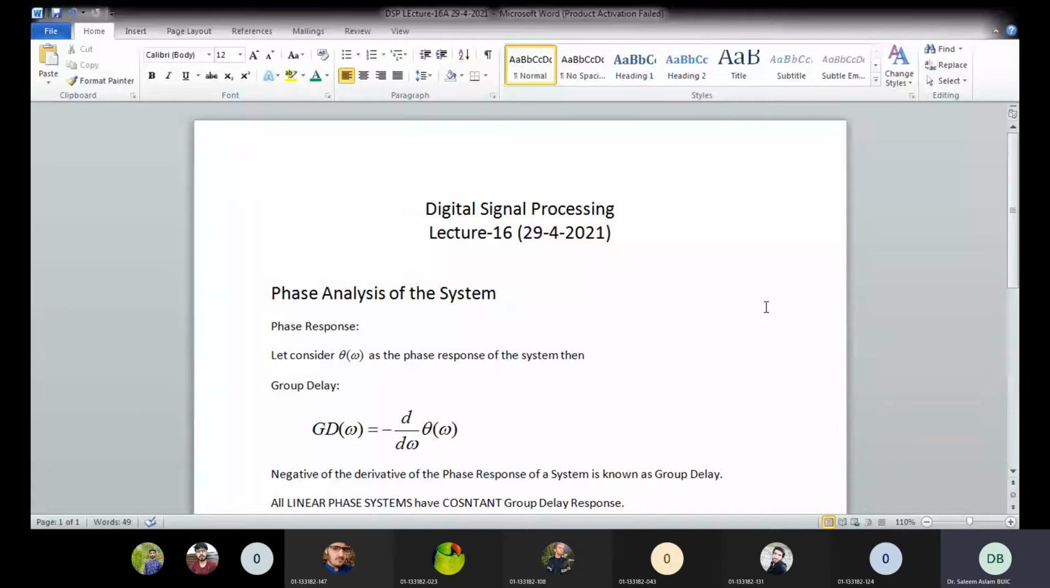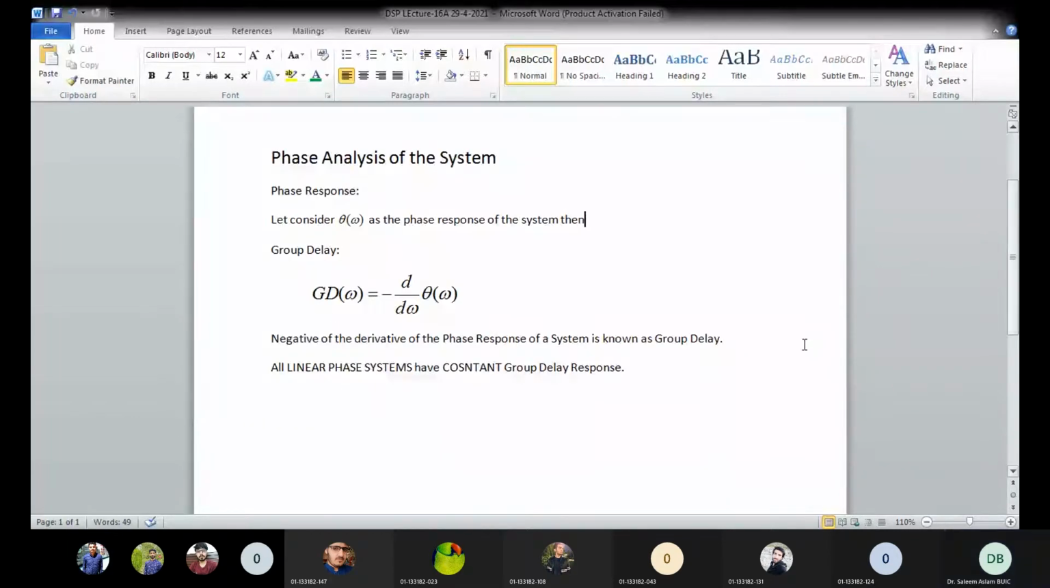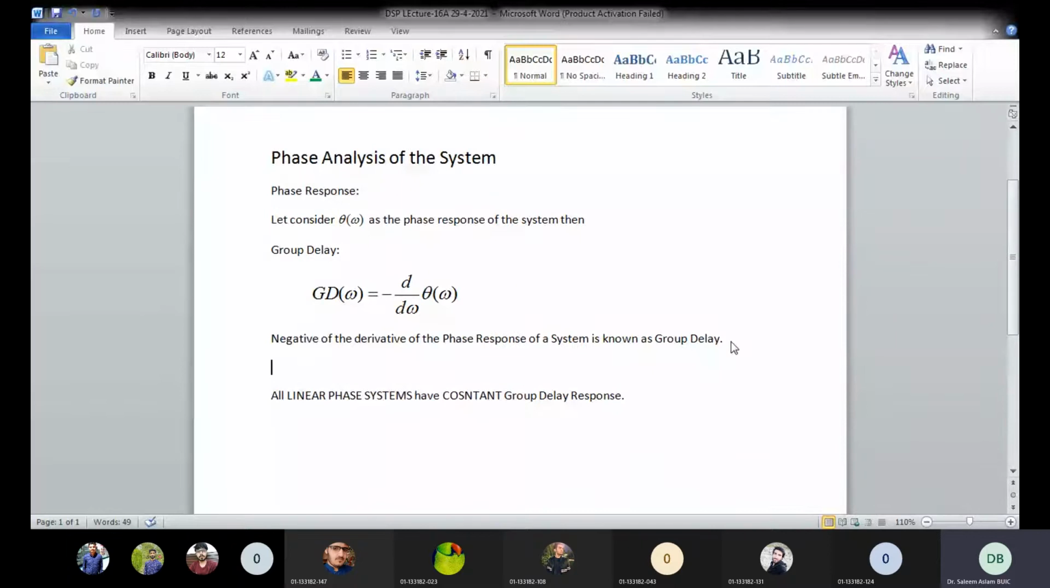So let's consider that theta of omega, theta as a function of omega, is a linear function over the frequency. Then we can define group delay as a function of frequency as well, and it is equal to the negative of the derivative of the phase response of a system, right? So we can also define group delay as a measure of phase distortion of a system.